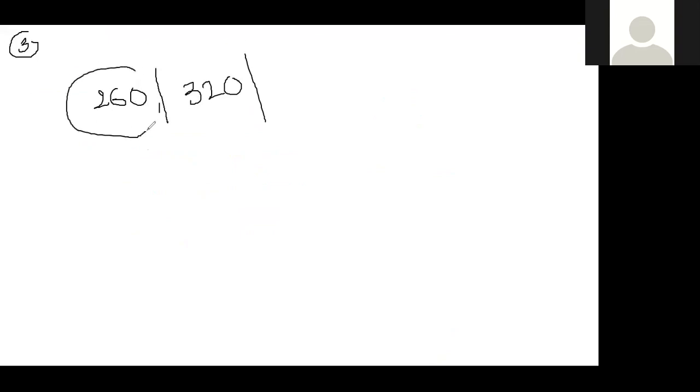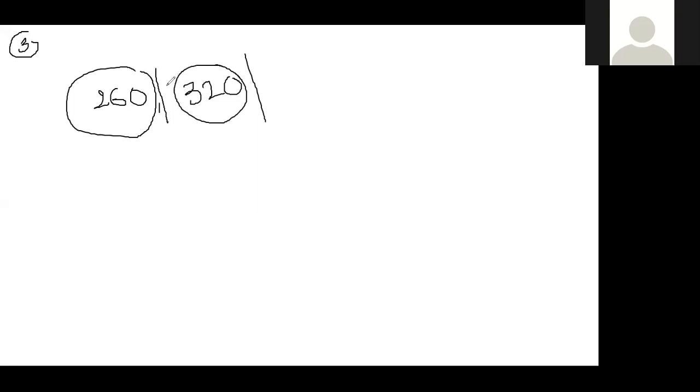The next question, third question. HCF of 260 and 320. You have to find the HCF. Now when they give the numbers like this, the divisor should be the minimum number and the dividend is always the maximum number.